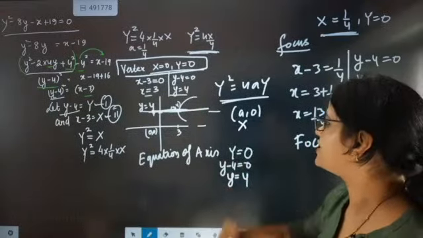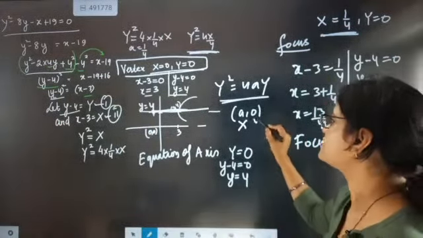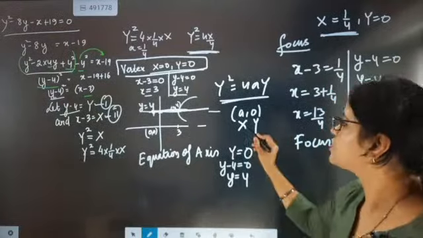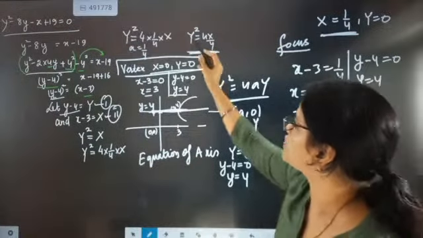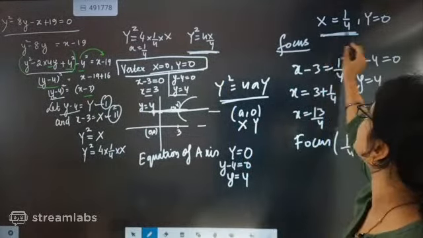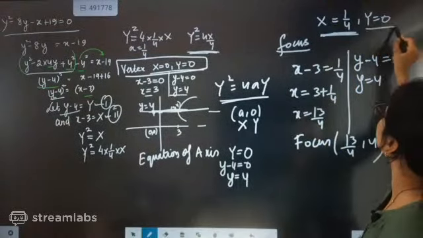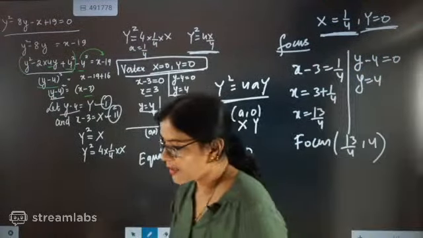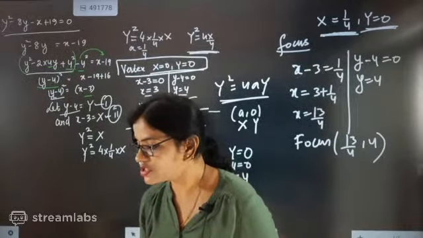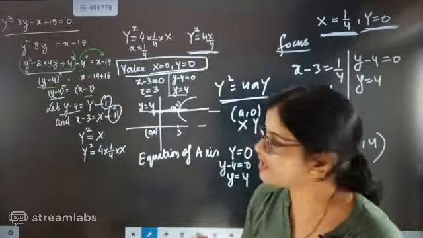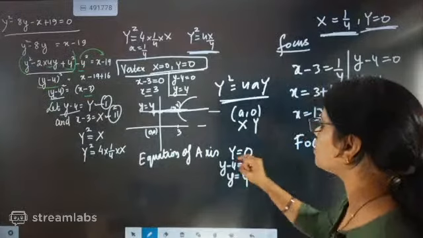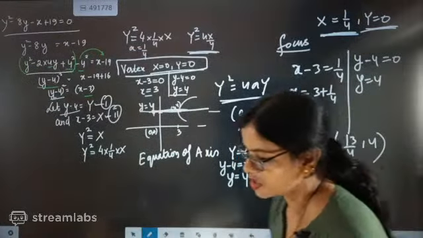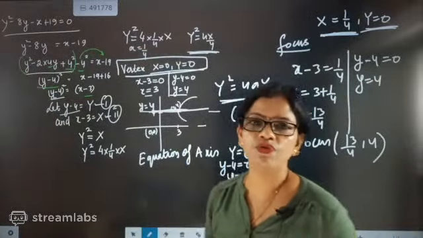So this is representing capital X and this is representing capital Y. So capital X, the value you got is 1 by 4. That's why capital X is equal to 1 by 4 and capital Y will be equal to 0. Understood? So one by one till now we have got the vertex, the equation of axis, and the focus. Okay, latus rectum will be 4a.